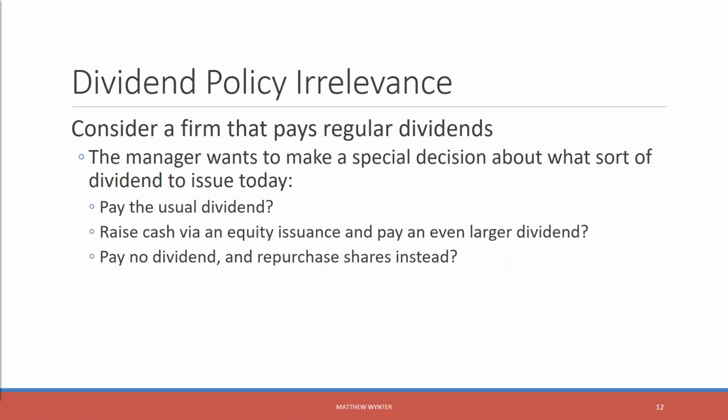Dividend policy irrelevance. Consider a firm that pays regular dividends. The managers want to make a special decision about what sort of dividend to issue today. They can pay the usual dividend, raise cash via an equity issuance and pay an even larger dividend, or pay no dividend and repurchase shares instead. And what we'll see is that across all of these different ways of paying out cash to shareholders, the actual price of the firm before the dividend, the cum dividend price, will still be the same.